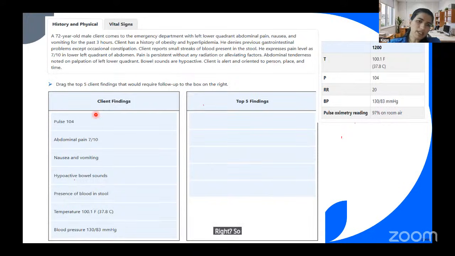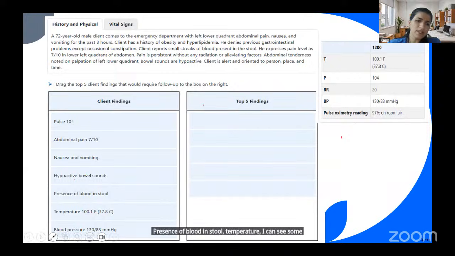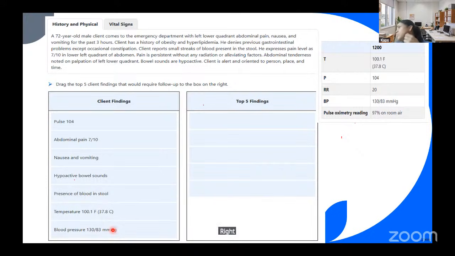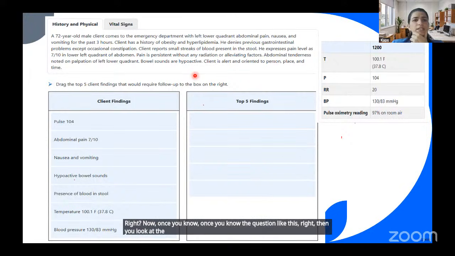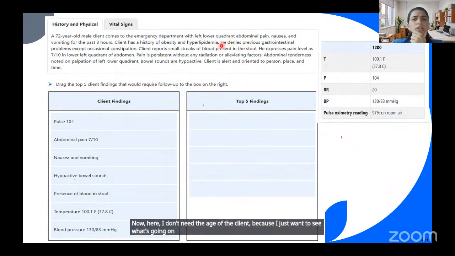So now when I see the question, I'm like, okay, they give me pulse, abdominal pain, nausea, vomiting, bowel sounds, presence of blood in stool, temperature. I can see some fever here, and then blood pressure also, right? Now, once you know the question like this, then you look at the case study, right? And see what you need and what you don't need, right? Now here, I don't need the age of the client because I just want to see what's going on in here and which finding I want to put into this list.